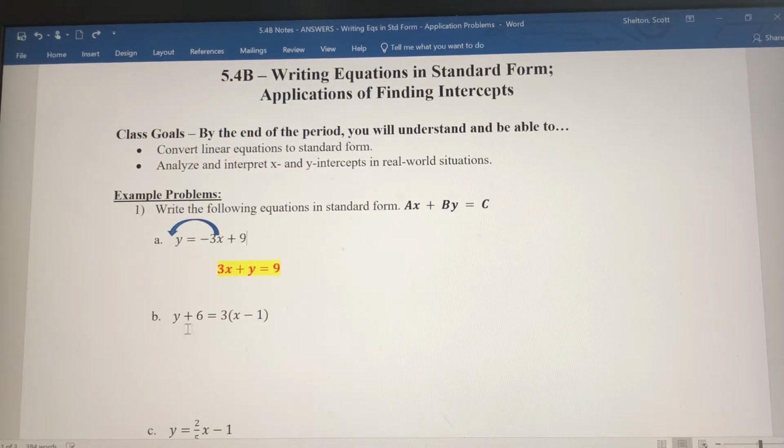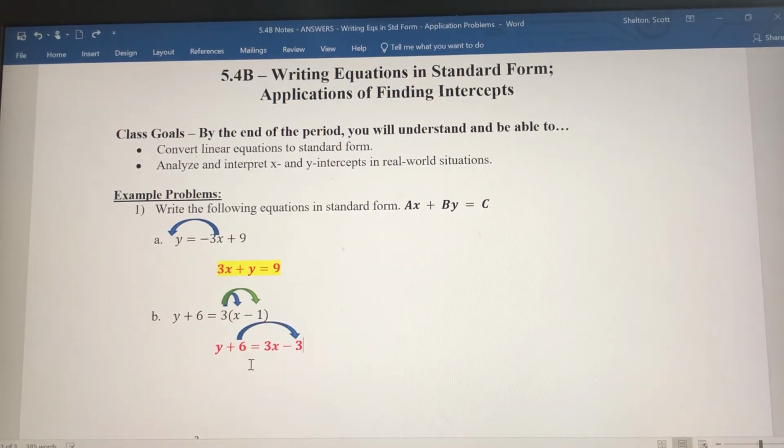Second one. Y plus 6 equals 3 times the quantity x minus 1, okay? So, again, we want to get x and y on the same side, but first I need to clean up this right side. I'm going to use the distributive property. I've got to multiply 3 times x, and then I've got to multiply 3 times negative 1, okay? So, left side's unchanged, y plus 6. On the right side now I have 3 times x, which is 3x, and 3 times negative 1, which is negative 3, okay?